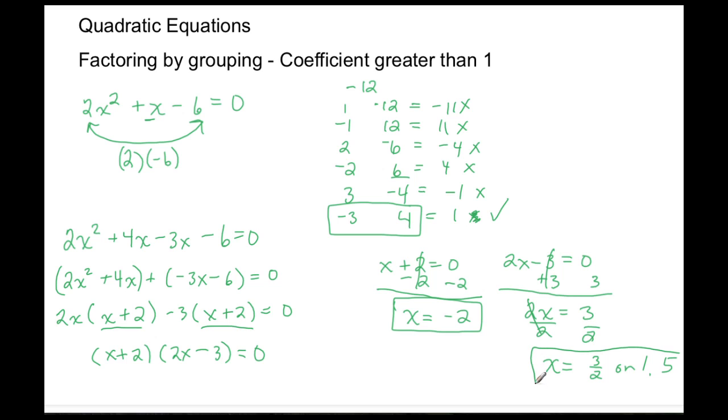All right, so these here are my two solutions that I came to by using factoring by grouping. And like I said, in this example, it's a little more complicated because my coefficient here is a 2.